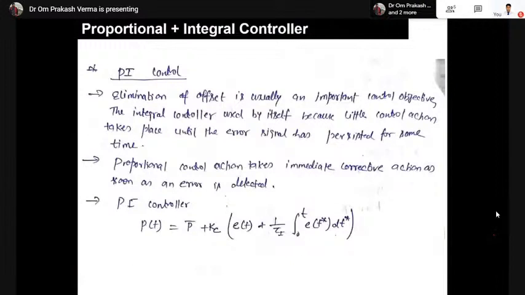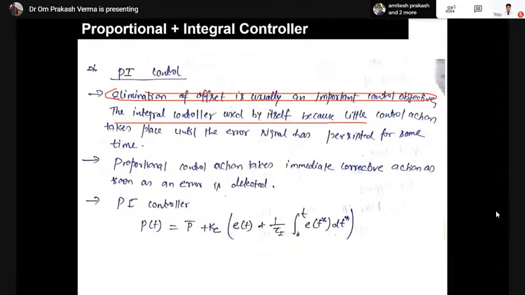Now, elimination of offset is usually an important control objective. What we have said earlier, the integral controller used by itself is slow because little control action takes place until the error signal persists for some time. Proportional control action takes place immediately.